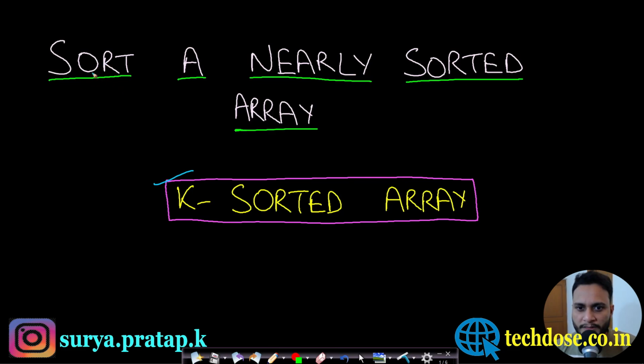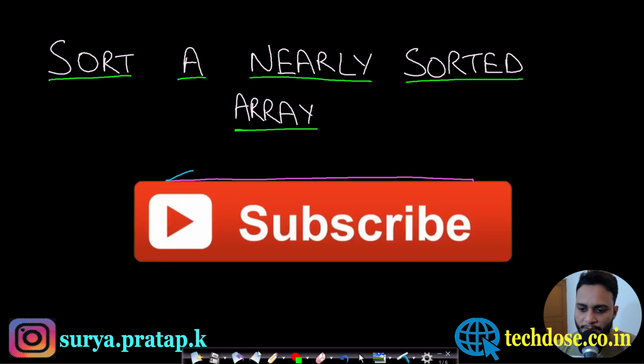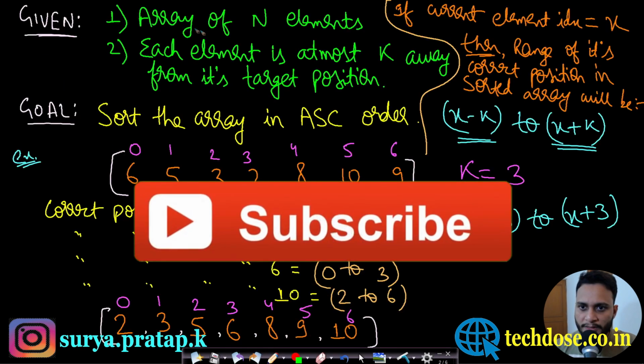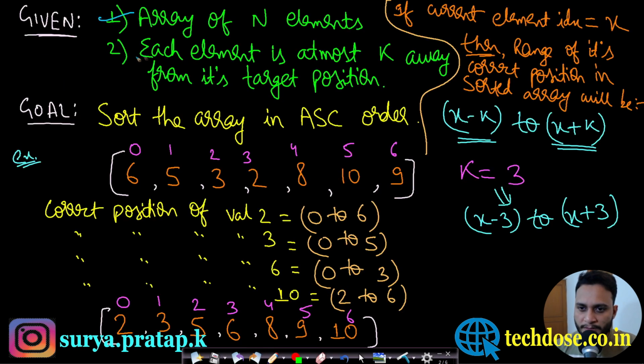In this video, we will see the sort a nearly sorted array problem, which is also known as the k-sorted array problem. Now in this problem, we are given an array of n elements and each element in the array is at most k away from its target position. Now what do you mean by k away?